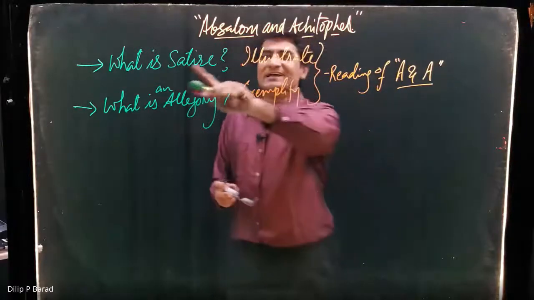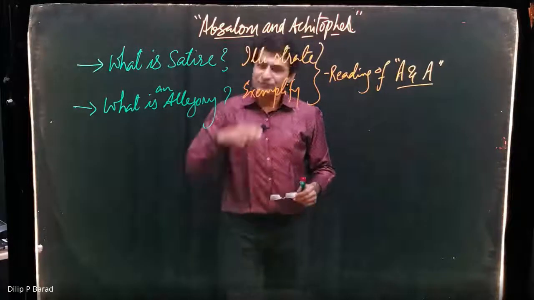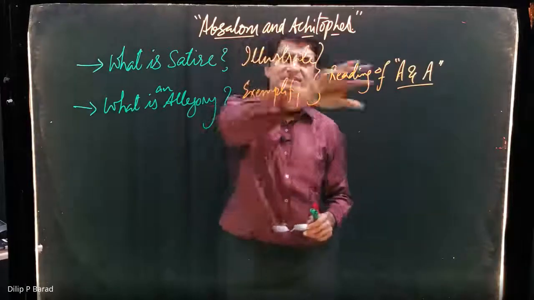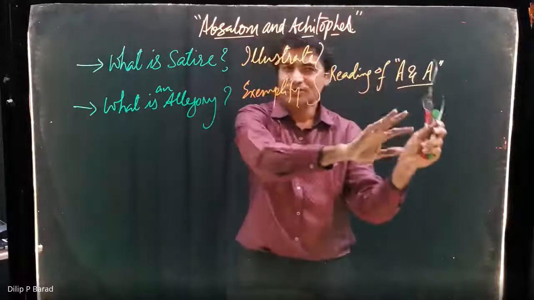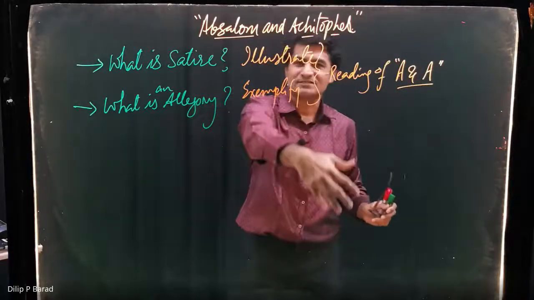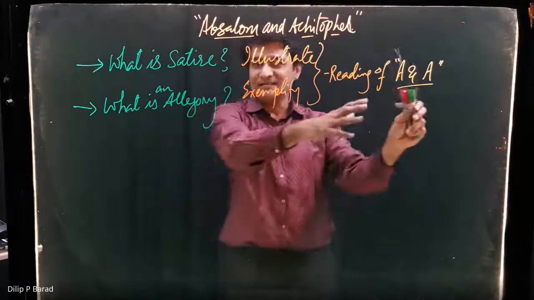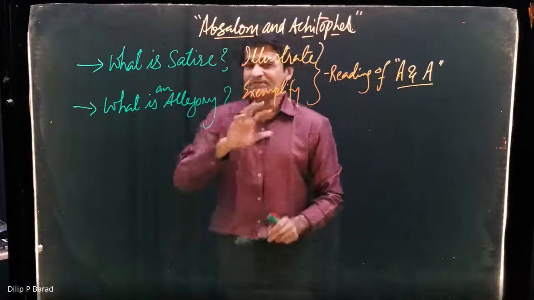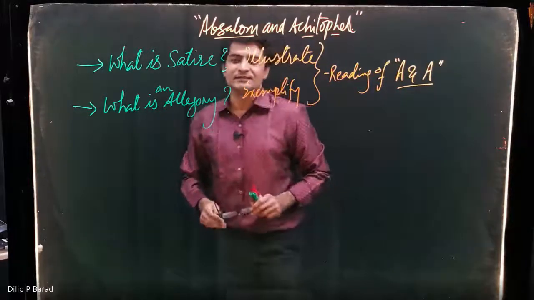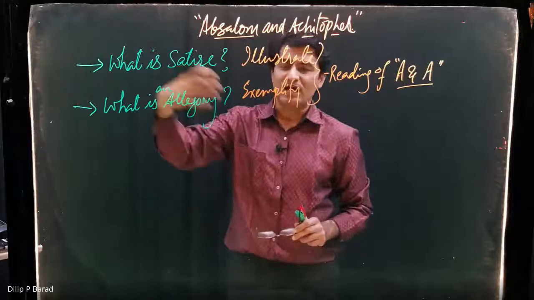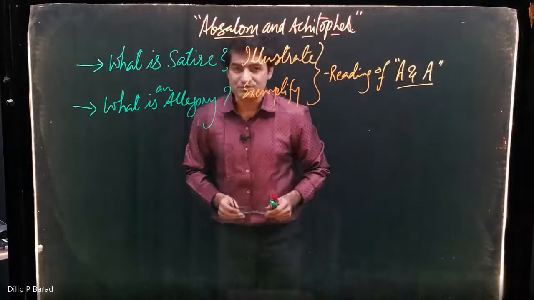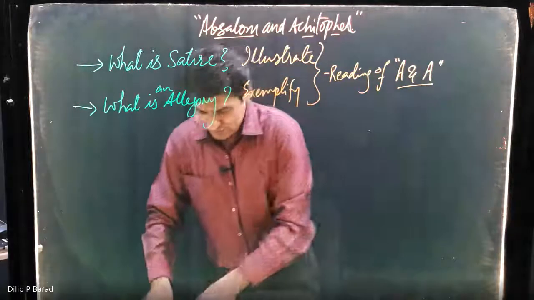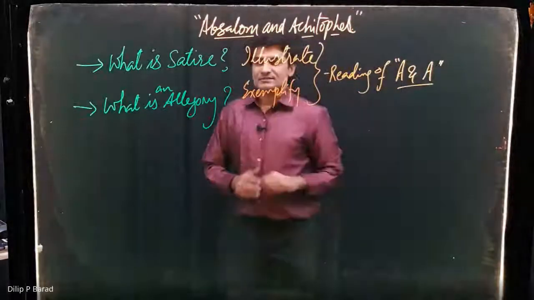So, like satire, we already know what is in Absalom and Achitophel. Illustrations we are aware of, we know what illustrations are given, or what an allegory is, that also we have studied. But if there is a question, what is satire, then how will we write this answer, how will we start our answer, from where can we pick up our source for this? Well, I would say go for two sources.